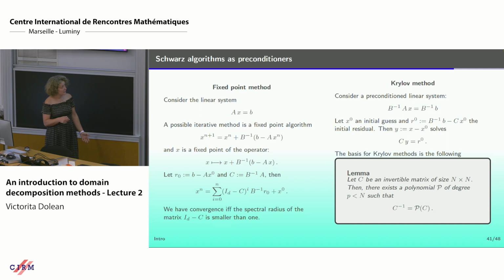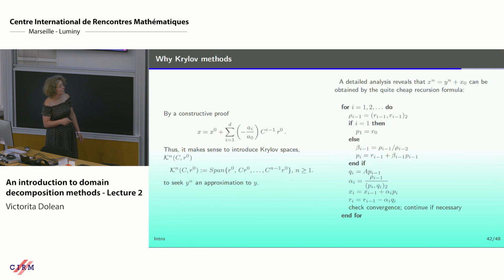So now you choose your favorite Krylov method. Is your matrix SPD? You take a conjugate gradient, and you apply the conjugate gradient to your preconditioned problem.